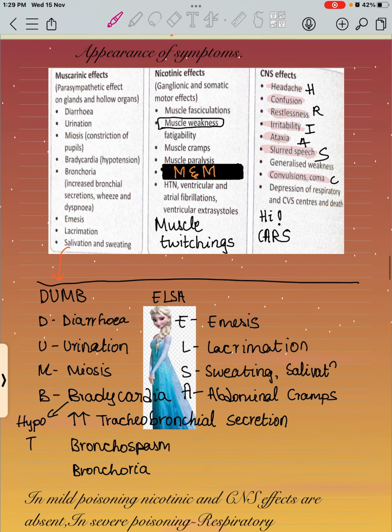ELSA, if we abbreviate it: E means emesis, L means lacrimation, S means sweating and salivation, A means abdominal cramps. For remembering nicotinic symptoms, MM is the mnemonic: M for muscle weakness and another M for muscle twitchings. For remembering CNS effects, HI CARS is the mnemonic: H for headache, I for irritability, C for convulsions and coma, A for ataxia, R for restlessness, and S for slurred speech.